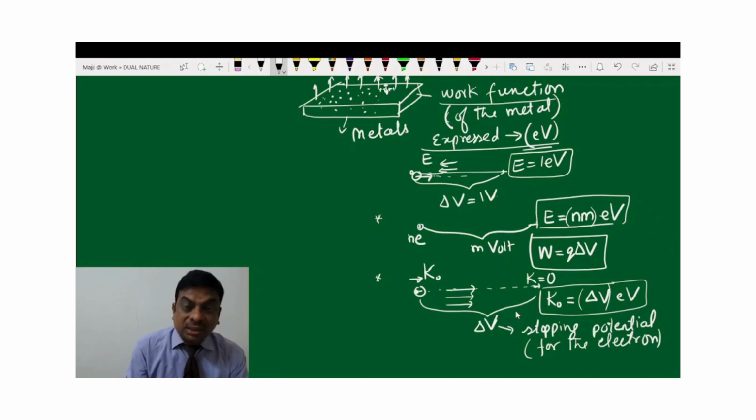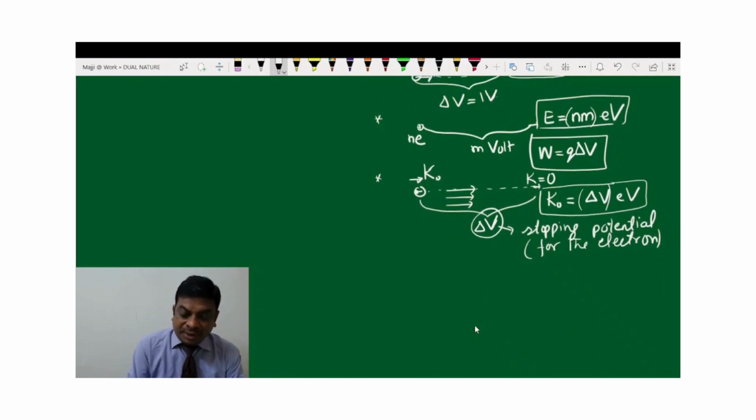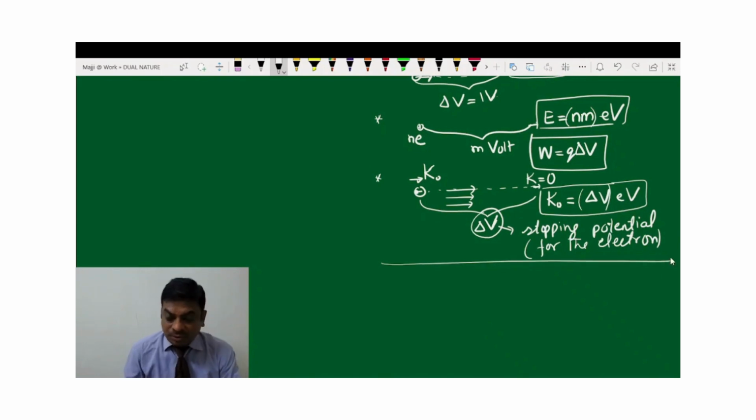This potential could exactly stop the electron. That's why we call this delta V the stopping potential, the potential which exactly stops an electron. Okay, right. So this one is clear, students.